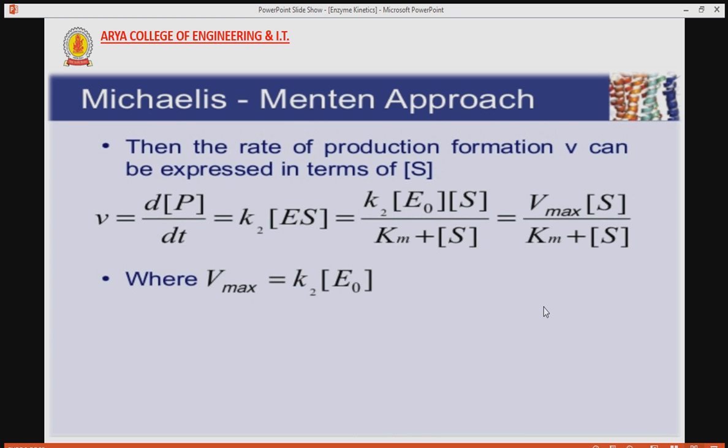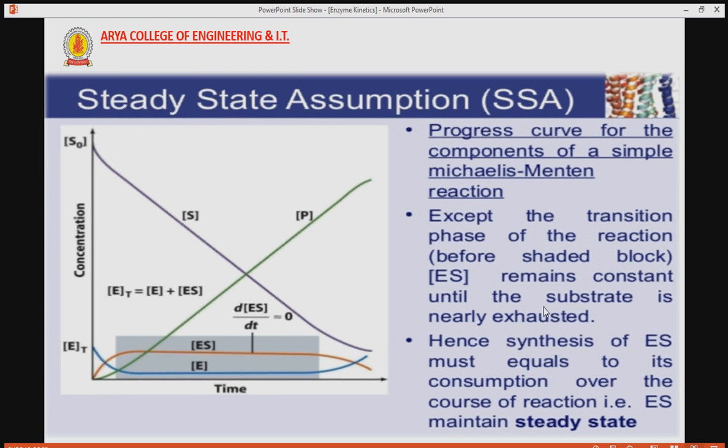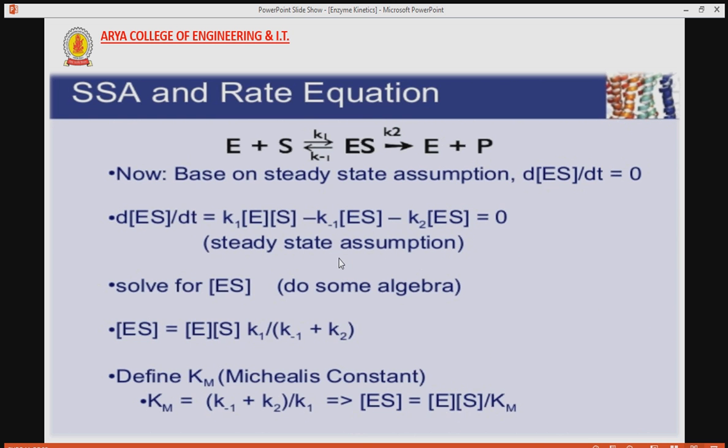This is the Michaelis-Menten equation. Now some steady state assumption is also done, while the Haldane further modify this equation. From the graph we can see with the changing time the concentration of substrate decreases while the concentration of product increases. Hence synthesis of enzyme substrate complex must be equal to its consumption over the course of reaction.